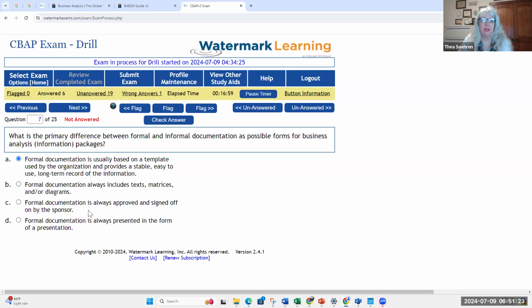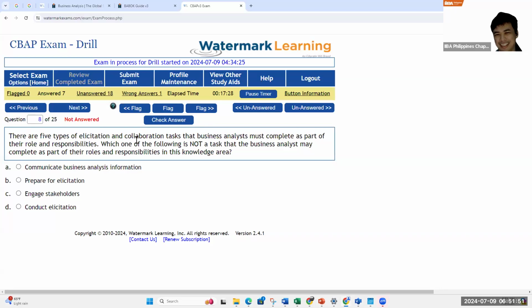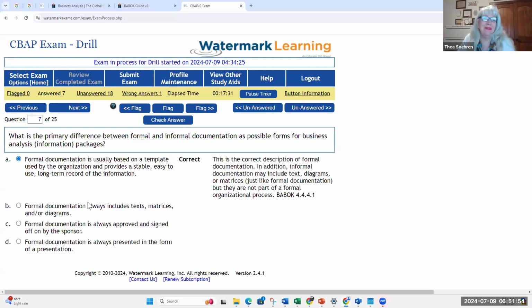Okay, which one are we going to go with? I'm sold on A. You're sold on A. Let's check A. Okay, this is the correct description of formal documentation according to the BABOK. I want to show you what C would give us. The BABOK makes no mention of sponsor approvals, but it does seem reasonable, right? That seems very formal, but we're going with A. But I guess when you say always, that's what makes it wrong. Yes, you're right. Whenever it has always in it, we don't do anything always.